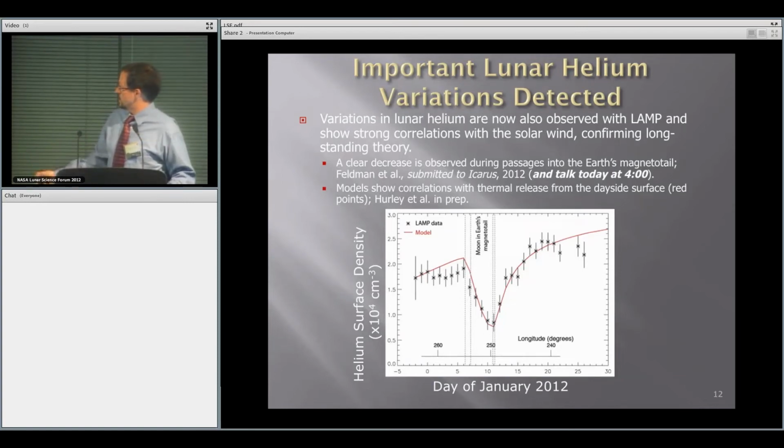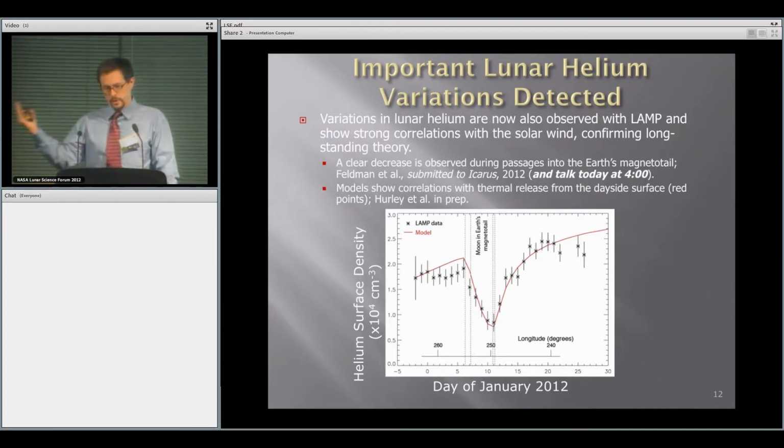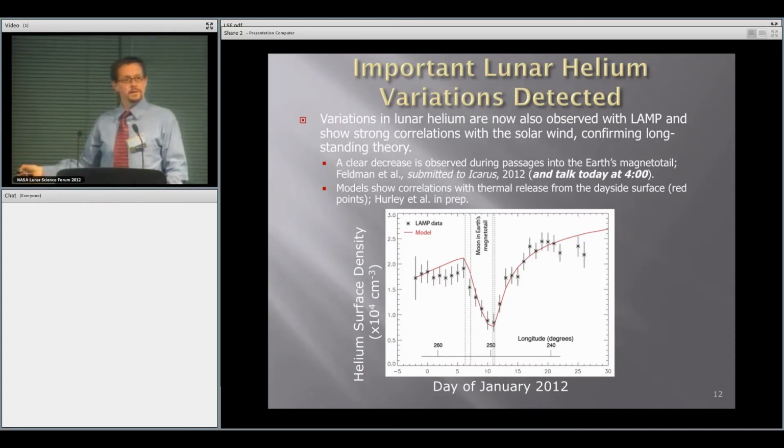But if you remember Jasper Halekas's talk, where he showed the ARTEMIS spacecraft moving in and out of the Earth's magnetotail, that's what time we're looking at right here. In fact, we used the ARTEMIS quick look data to draw these dashed lines to know when we were in Earth's magnetotail. You can think of it as the moon going into a lunar eclipse in terms of the helium atoms coming from the sun that the moon sees. And it's a real sharp cutoff in the source of helium at these times.